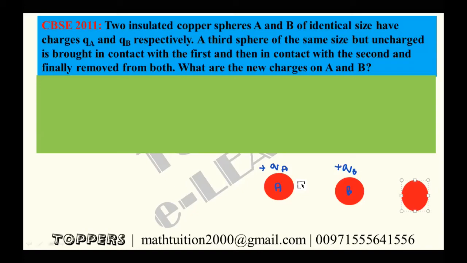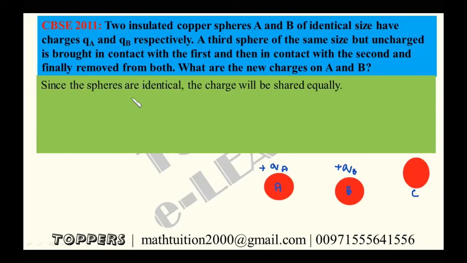The charge will be equally distributed. So QA divided by 2 will be the new charge on A and C. Now C has QA by 2. Now we are bringing and touching it to B. What happened? Again, the charge will be equally distributed. It means QA by 2 plus QB has to be divided by 2. That will be the new charge on C and B, which will be equal, correct?